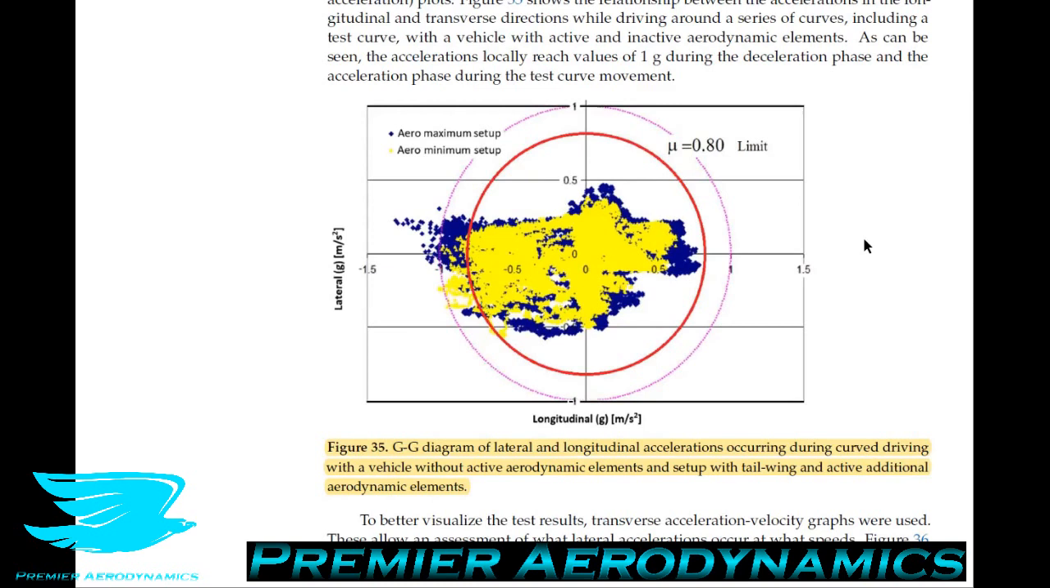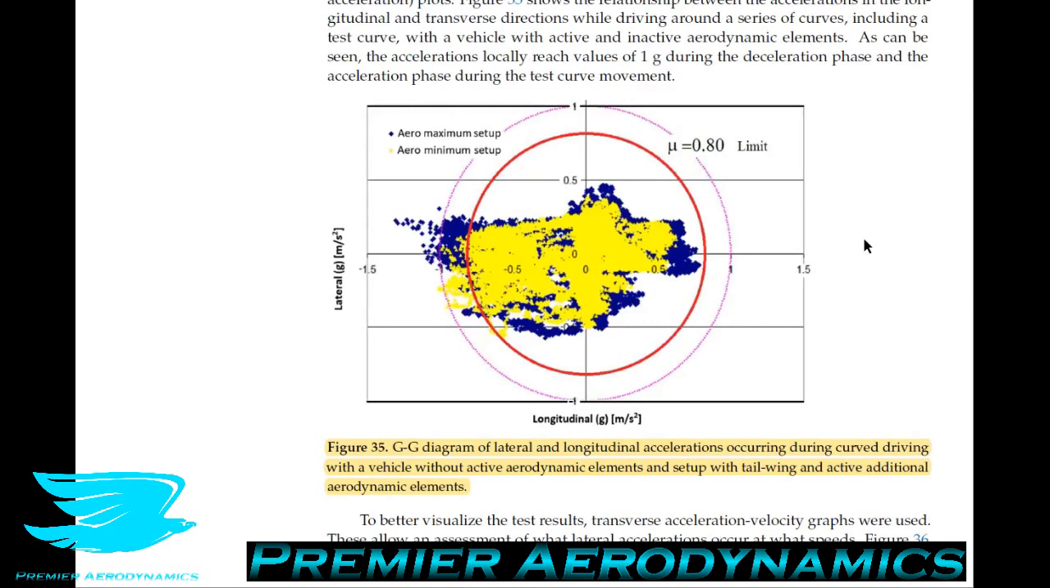But the lateral g-forces is really where the aerodynamic setup has a big difference. So for the minimum aero setup, the g-forces pulled are from minus 1 to about 0.6. But for the maximum aero setup, they're getting g-forces all the way to like minus 1.3 all the way to 0.75. So that's like 50% increase, or maybe 30% increase either way. So the maximum aero setup really benefits the lateral g-forces a lot more than the longitudinal g-forces, it seems.